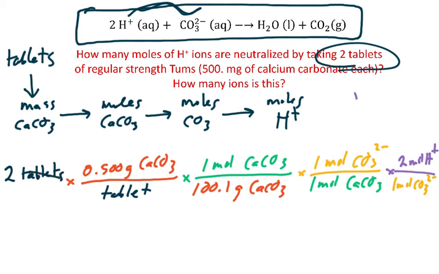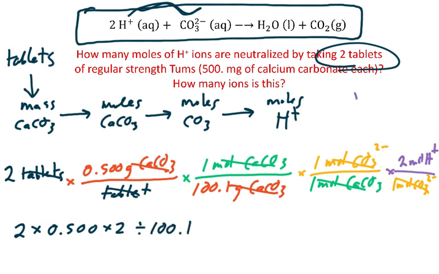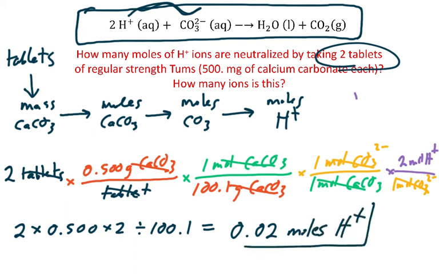All right, and I tried to color code things here. So right, tablets cancels out. Grams of calcium carbonate cancels out. Moles of calcium carbonate cancels out. And moles of carbonate cancels out. And what's left over is moles of H plus, which is what we want. So if we were to look at just numerically, right, we have 2 tablets times 0.500 times 2 divided by 100.1, and the units will be moles of H plus. You may even notice that dividing or multiplying by 1/2 and multiplying by 2 cancel out, but that's fine. So anyway, final answer is 0.02 moles of H plus.